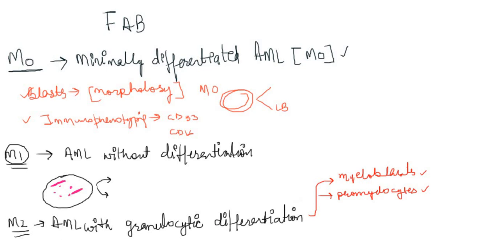So the M2 subtype is called AML with granulocytic differentiation. That means the blasts are differentiated into the precursors of the granulocytes, and these precursors are myeloblasts and promyelocytes. And since these are differentiated, we can clearly see the granular cytoplasm, and also we can see the Auer rods within the blasts of the M2 subtype.